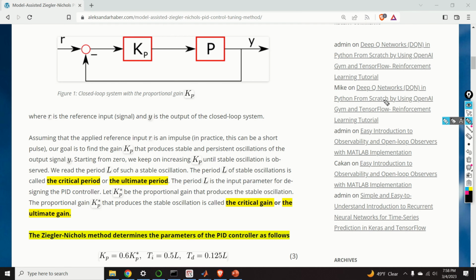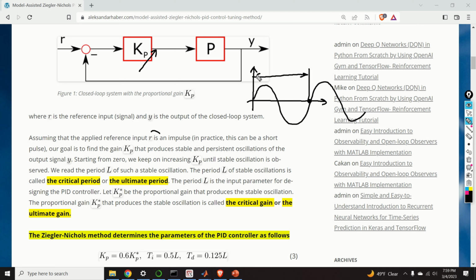So how to do that? We start from 0 and we keep on increasing Kp until stable oscillation is observed. Then we read the period of such a stable oscillation. Graphically, we have the following scenario. We keep on increasing Kp until we observe a stable oscillation. Then we observe the period of this stable oscillation, and this period is denoted by L.